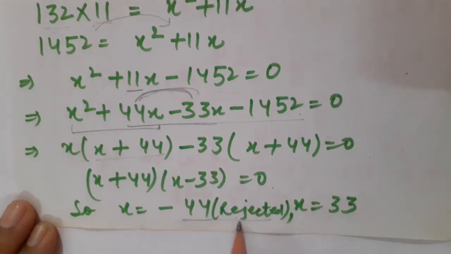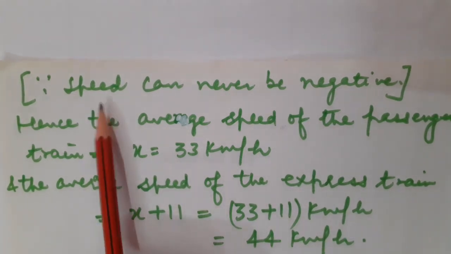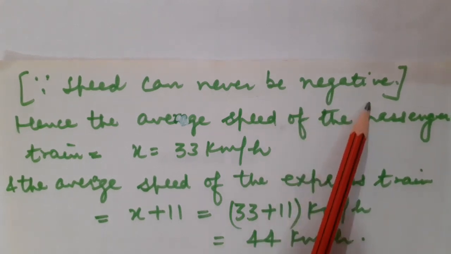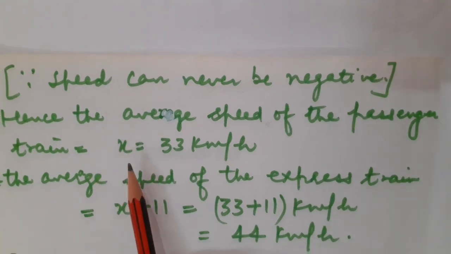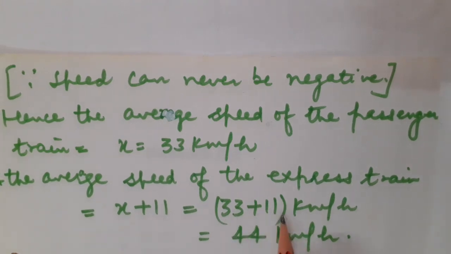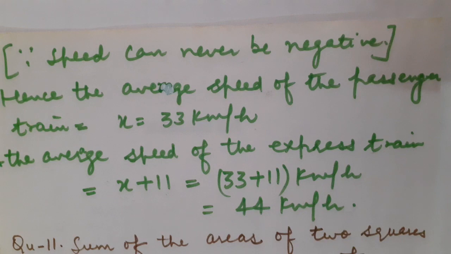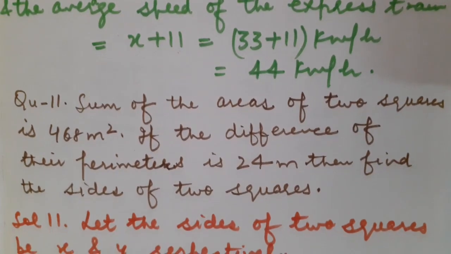But here I have written that minus 44 will be the rejected value. Children, you know the reason very well why this value is rejected. Because x was considered as the average speed of the passenger train, and you know that the speed can never ever be negative. Correct, children? So hence the average speed of the passenger train is x is equal to 33 kilometer per hour, and the average speed of the express train, which was 11 kilometer per hour more, is x plus 11 is equal to 33 plus 11, that is 44 kilometer per hour. Correct, children? Okay.